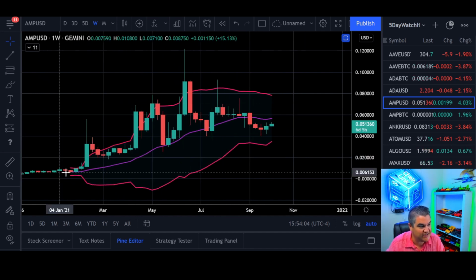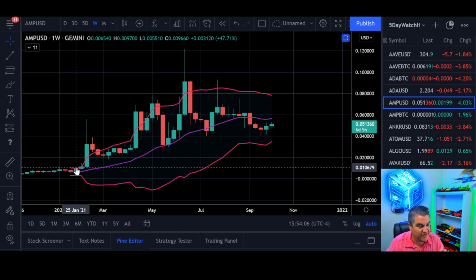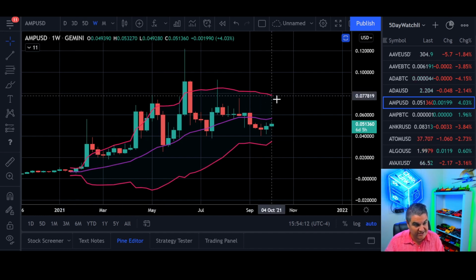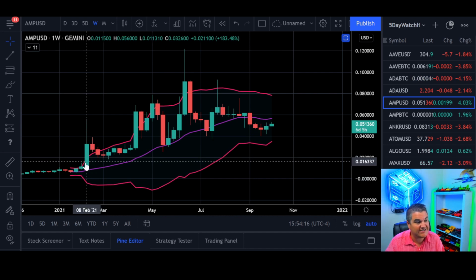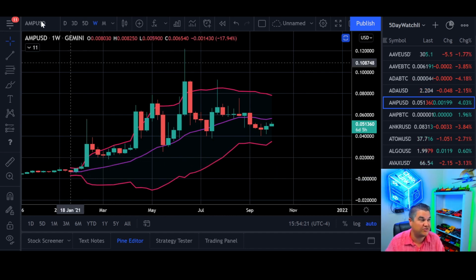You want to narrow the bands. See how narrow they are back here? The more narrow they get, the bigger the move that is approaching in the not so distant future. So as these are narrowing, you want to get the mouth to open, and you want your price action on top of the median line, and then you can get your explosive move.